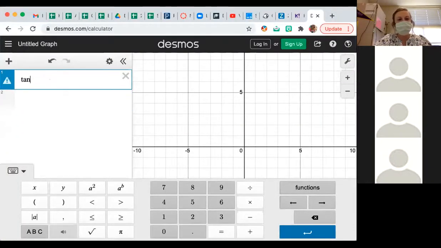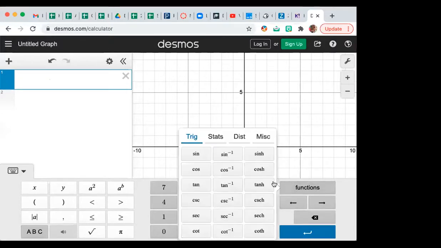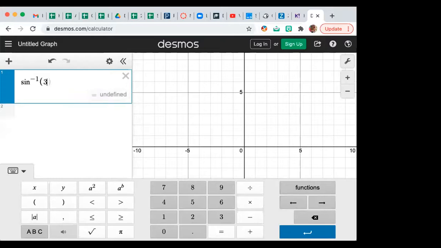Sine inverse of 36 over 41. Did y'all get 61.4 degrees? Good job. Any questions on inverse trig?